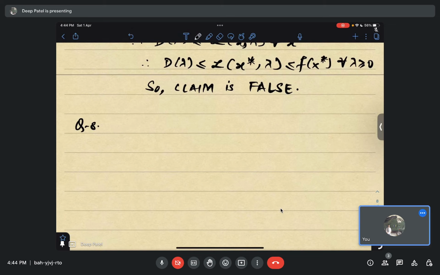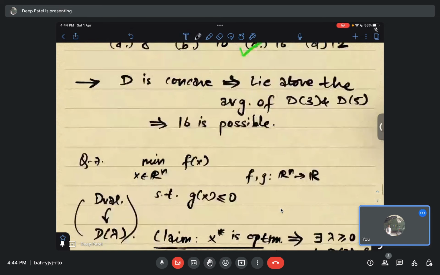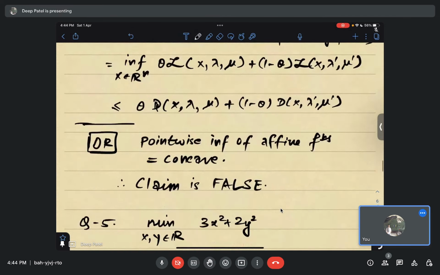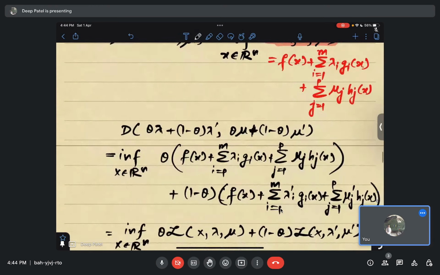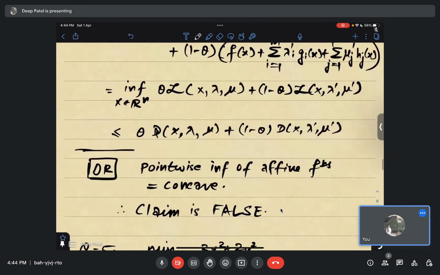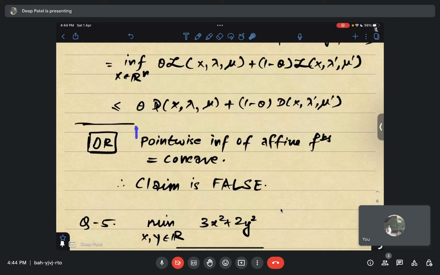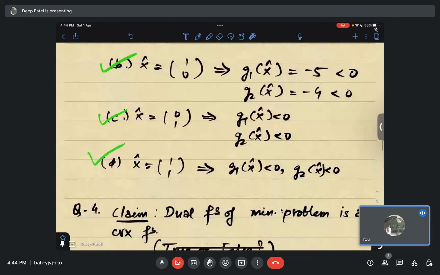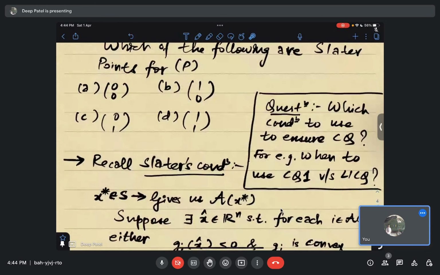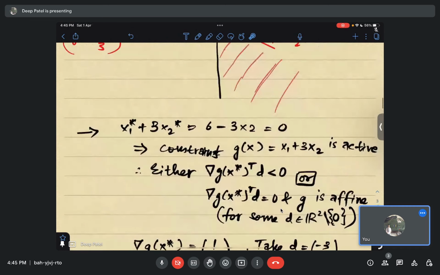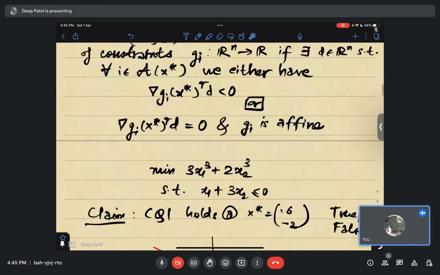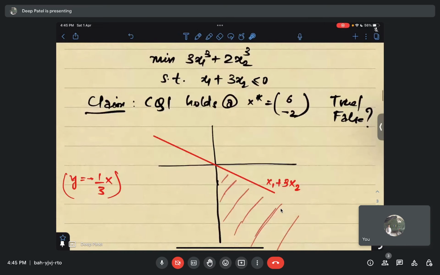So everything okay so far? Yeah, except for this one thing which I just asked you to prove, just try it out once. The affine function, the infimum. So this is one thing which I haven't done, and there's one more point: the conditions to use to ensure constraint qualification. So that is one homework for me, one homework for you.